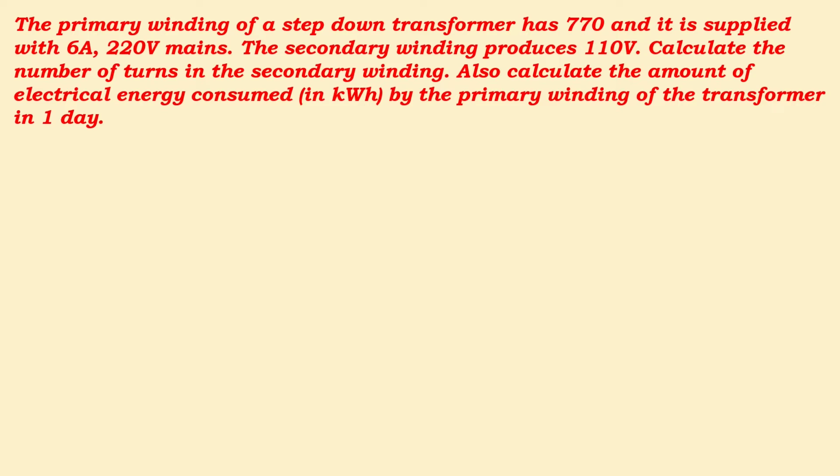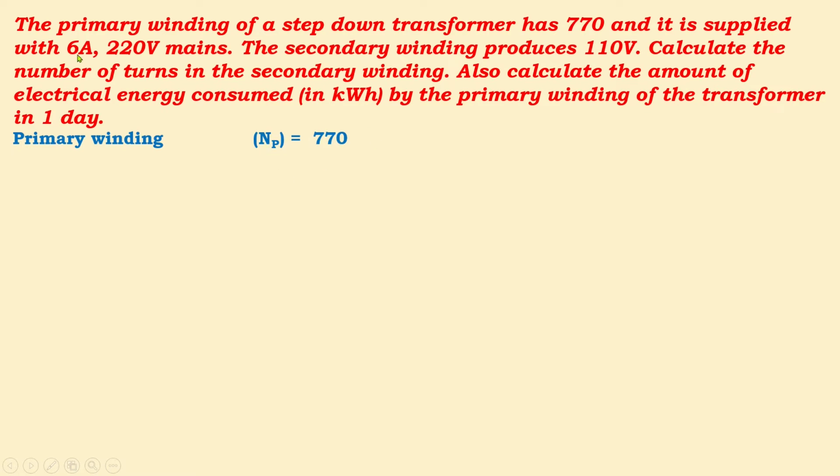That's why I'm going to solve this a little differently. This is different and so we are going to solve it. Okay, first we have to write the given. Look at this. The primary winding of a step down transformer has 770. That's why I'm writing primary winding. It means number of turns in primary coil, Np, that is 770.